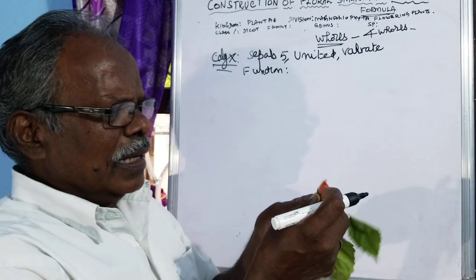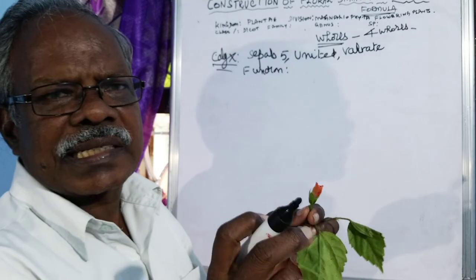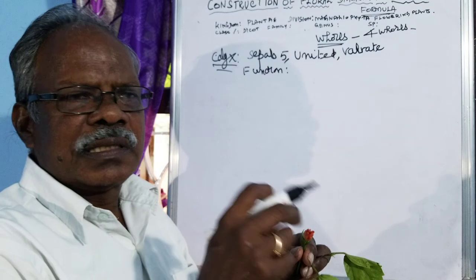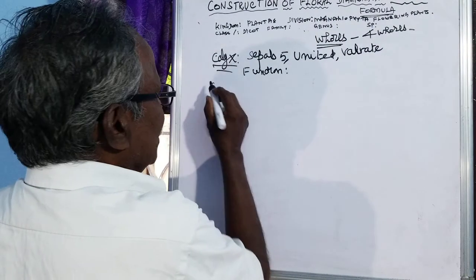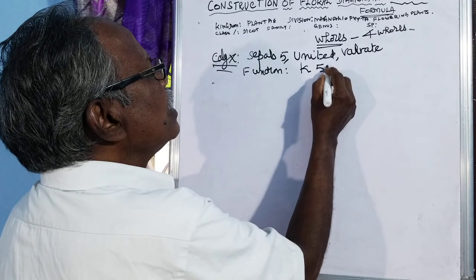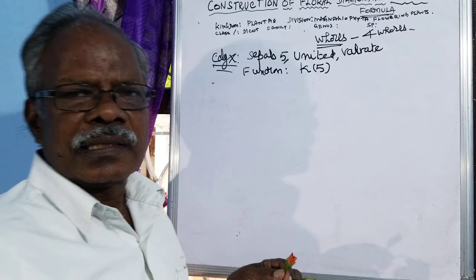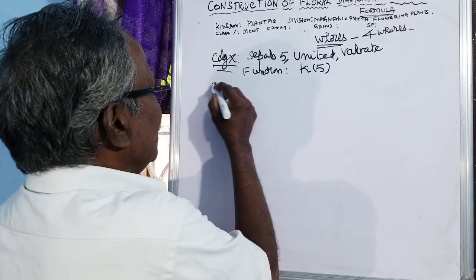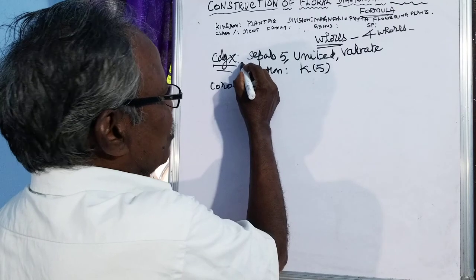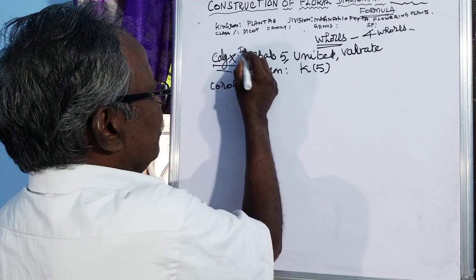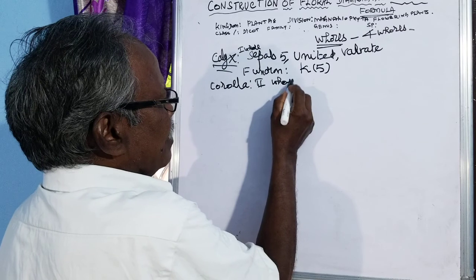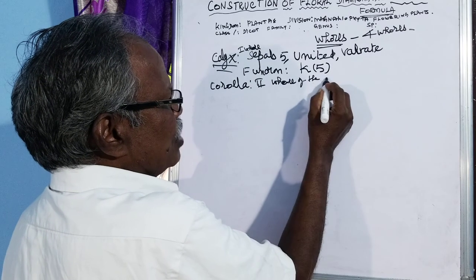So the outermost whorl has nothing to do with reproduction, just to protect all the internal parts: corolla, androecium and gynoecium. Then corolla. Usually this calyx is represented by K5. If it is united, it should be within brackets. This is K5. And corolla is the second whorl. This is the first whorl of the flower. That also we have to mention here. First whorl. This is the second whorl of the flower.